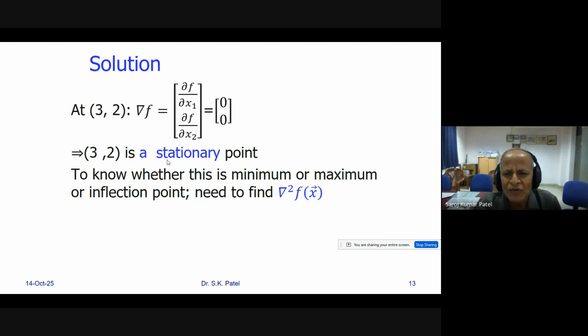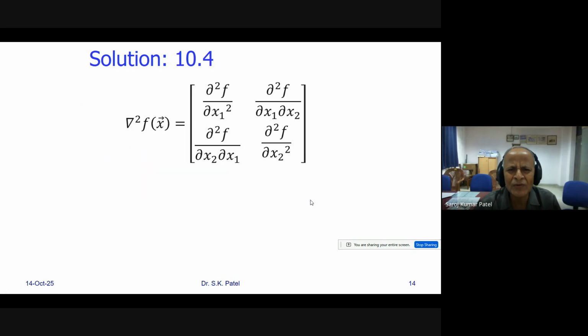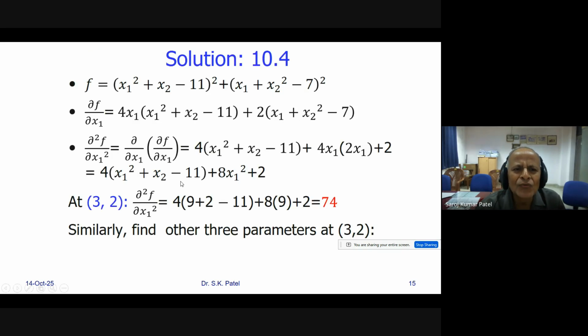To decide that, you have to take the Hessian matrix, del square f. Let us find out that. So the Hessian matrix is this one. If f is this one, del square f by del x1 square will be del by del x1 of del f by del x1. Del f by del x1 you already found out. Once again you find out with respect to x1, we get these expressions. And putting at (3, 2), this del square f by del x1 square will be 74.